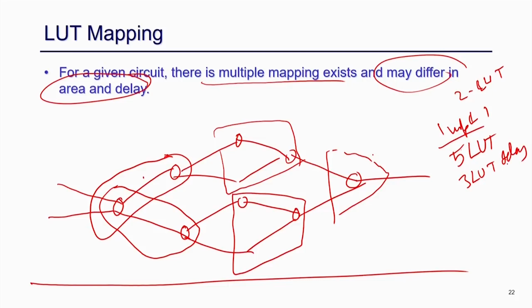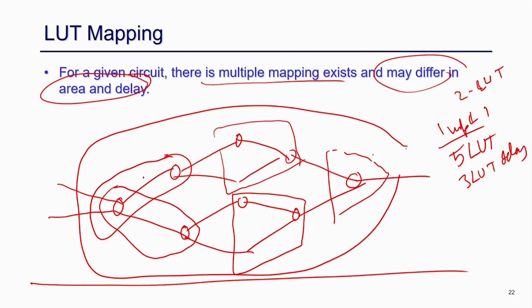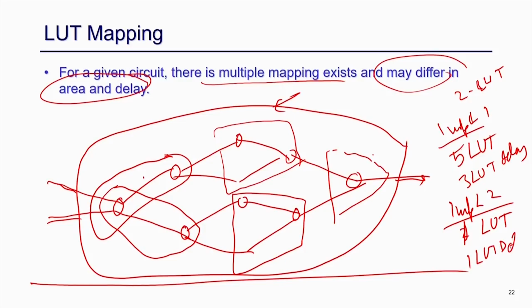This is one possibility, but on the other hand you can actually map the whole circuit into one LUT, because if you think about the whole circuit, I have 2 inputs and 1 output. So, in implementation 2, only 1 LUT is required and 1 LUT delay. So, you can understand, given such a circuit, if you choose the first way, then I need 5 LUTs and the delay of the circuit is 3 LUT delays, and here 1 LUT and 1 LUT delay.